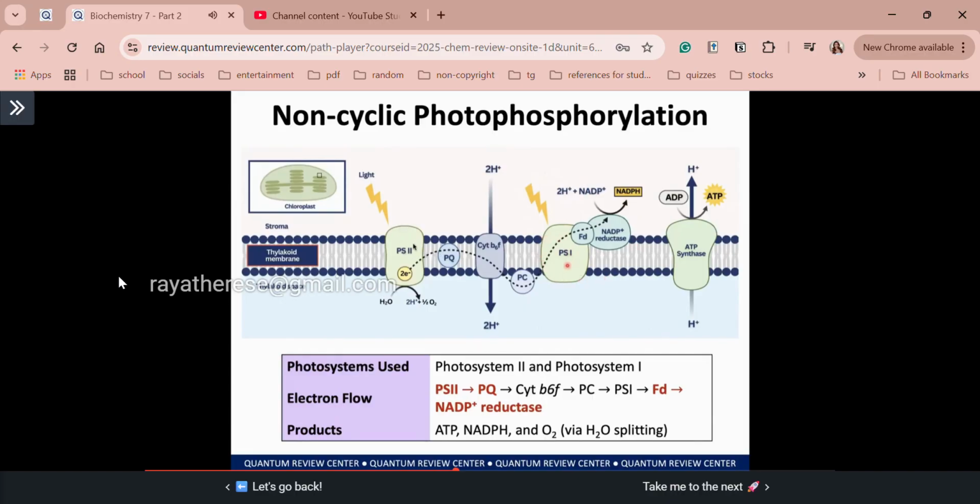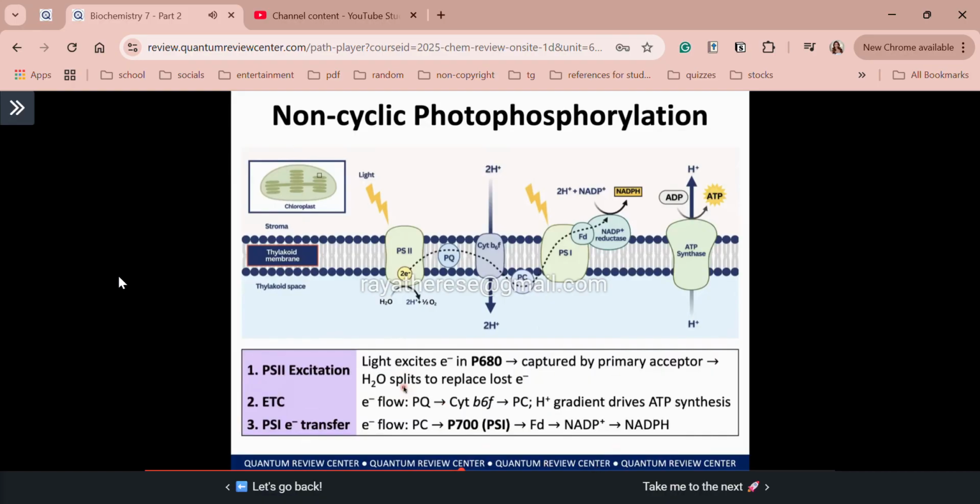So here, it will start with PS1 to ferredoxin, tightly linked to NADP plus reductase. "Sir, is ferredoxin really mobile?" Slightly, yes. It is a mobile electron carrier, but here, class, it is tightly linked to NADP plus reductase. So this is the overview of our non-cyclic photophosphorylation. Remember the products: ATP, NADPH, and oxygen. We have water splitting or photolysis occurring in non-cyclic photophosphorylation.